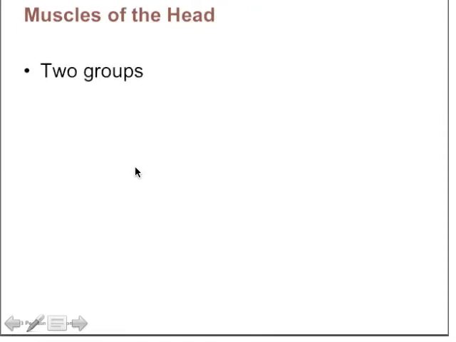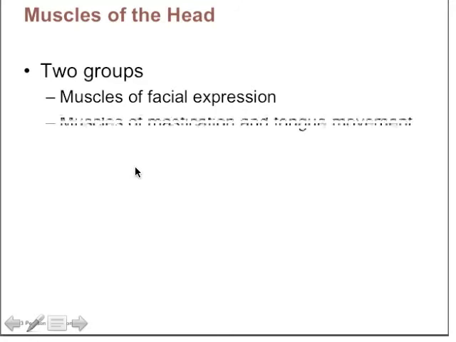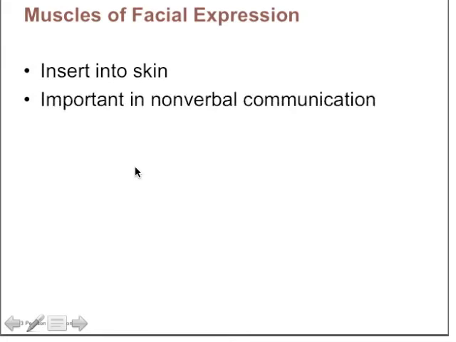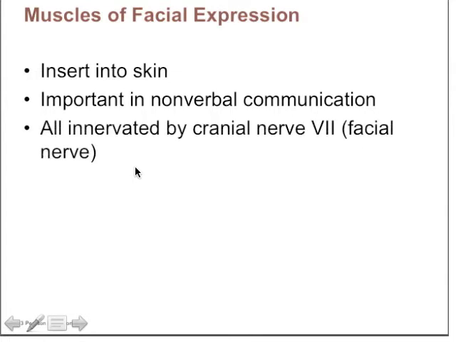Muscles of the head come in two groups: the muscles of facial expression and the muscles of mastication, which is chewing, and movement of the tongue, which of course is involved in eating and in speech. So the muscles of facial expression insert onto the skin, and they're important in nonverbal communication. They provide a lot of our facial expression. All of these are innervated by cranial nerve 7, which is the facial nerve. And that's a mixed nerve to the face. It's both sensory and motor.